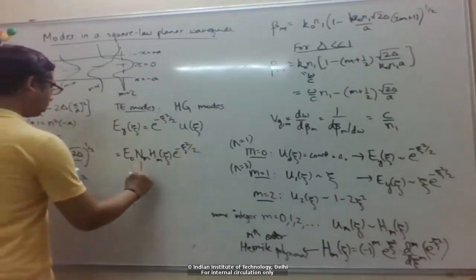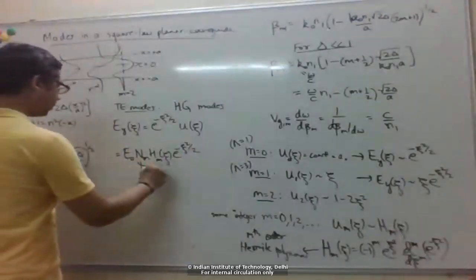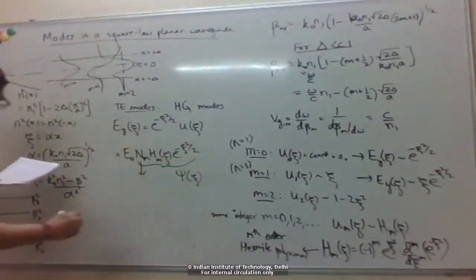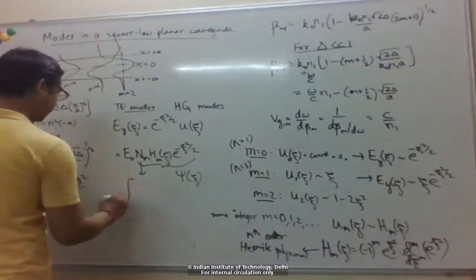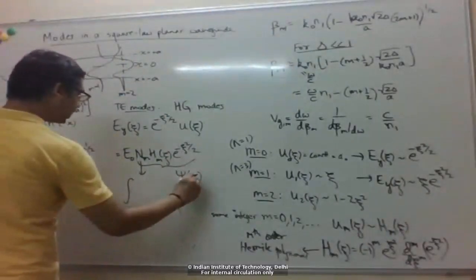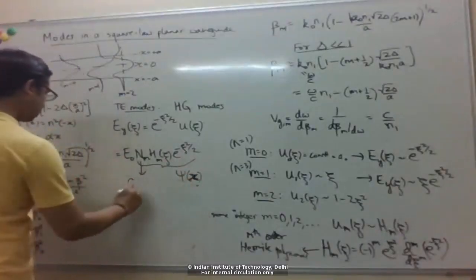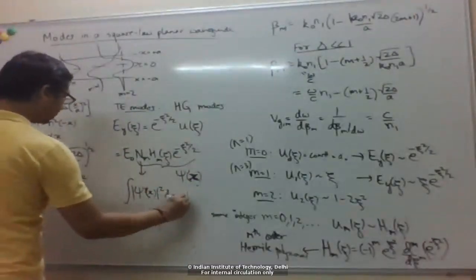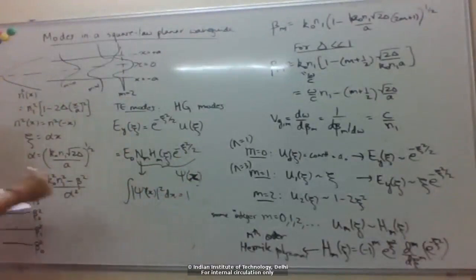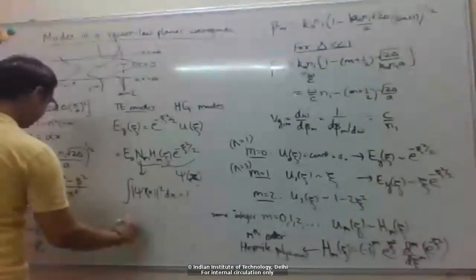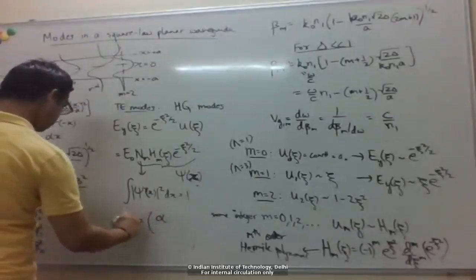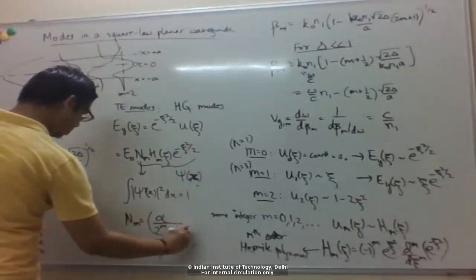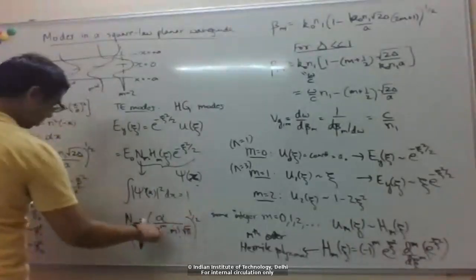And this normalization is done such that, if we write this as some psi, then the integral of mod psi of x squared dx is normalized, so that this N_m depends on the mode index m like that.